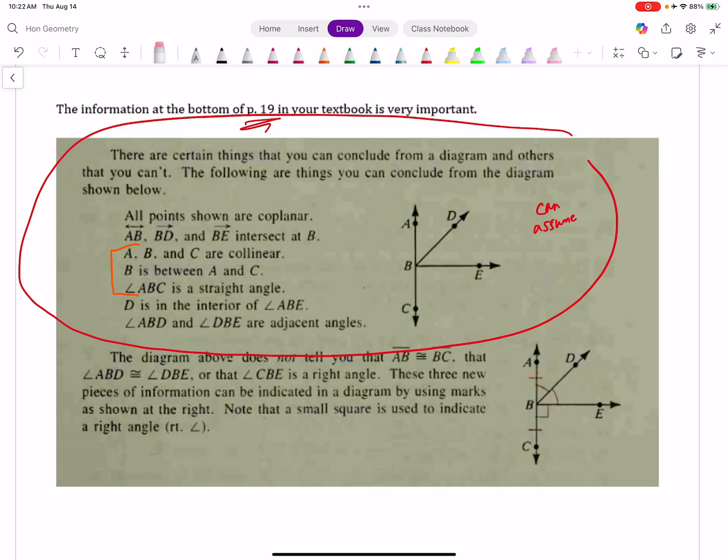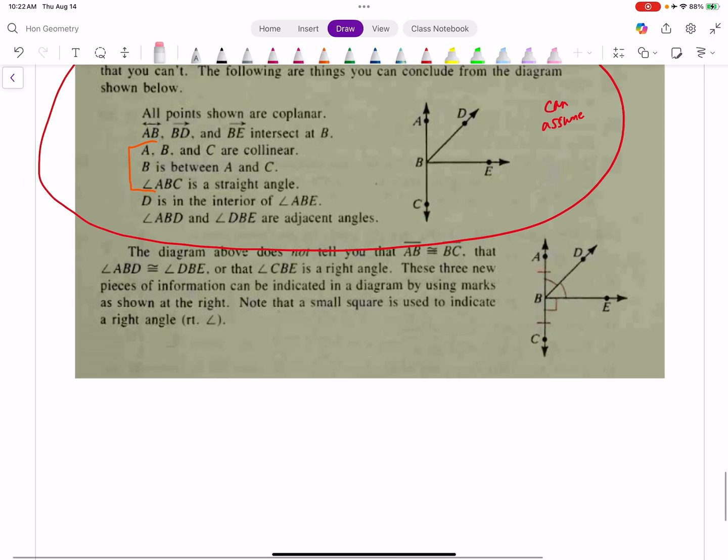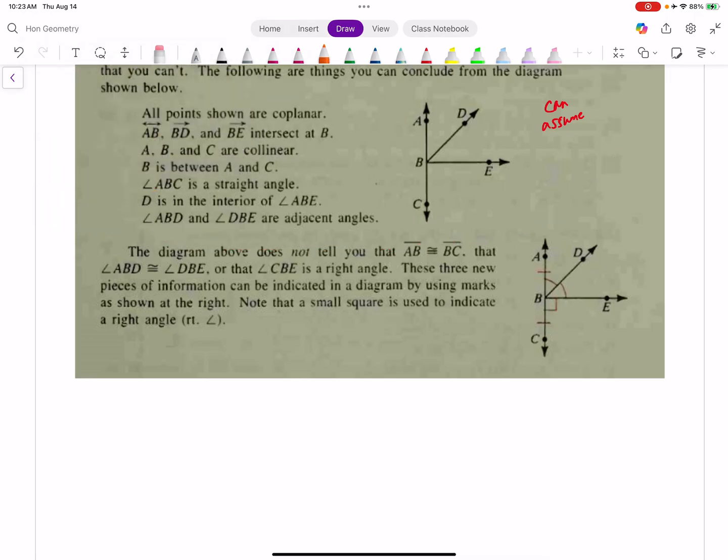What else we got? D is on the interior of angle ABE. If it looks like it's in the interior of an angle, it is. And then angle ABD and angle DBE, if it looks like they're adjacent angles, they're adjacent angles. All right. So all this at the top we can assume. What it doesn't tell you, though, has to be marked up to go from there.